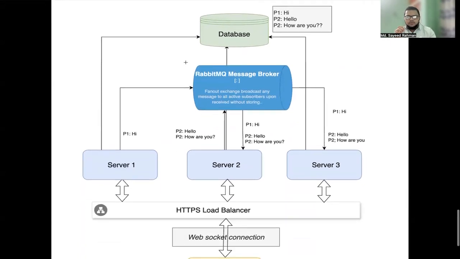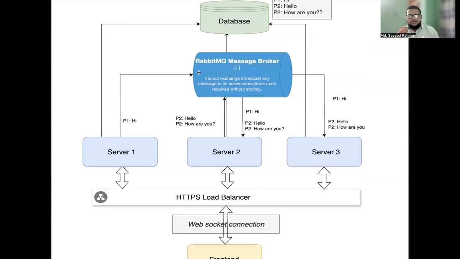Now you can see there is one more component in the design, which is the RabbitMQ message broker. If you don't know about RabbitMQ, it is a message bus. With this message broker, we can propagate messages from one server to another server on the backend side. RabbitMQ has different ways of sending messages. For my system design, I am choosing the fanout type for now. A fanout exchange broadcasts any message to all active subscribers upon receipt, without storing it.